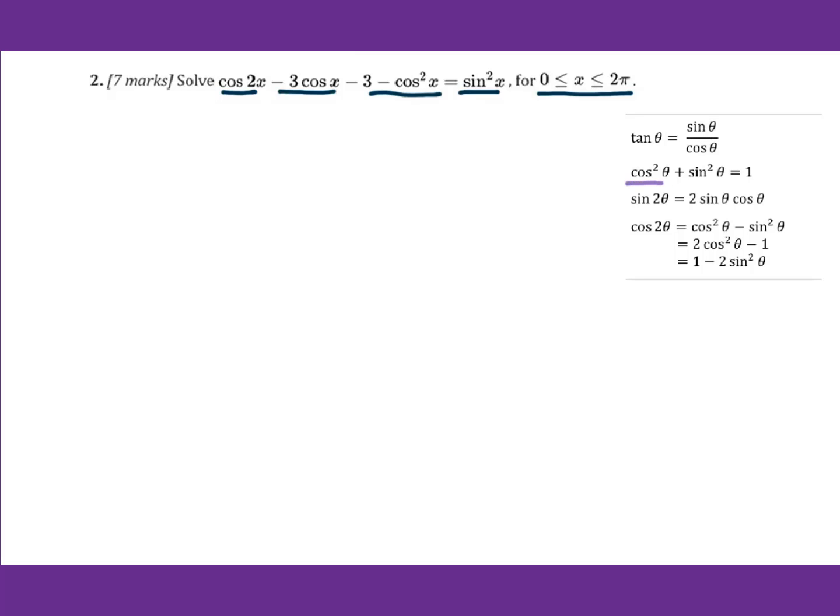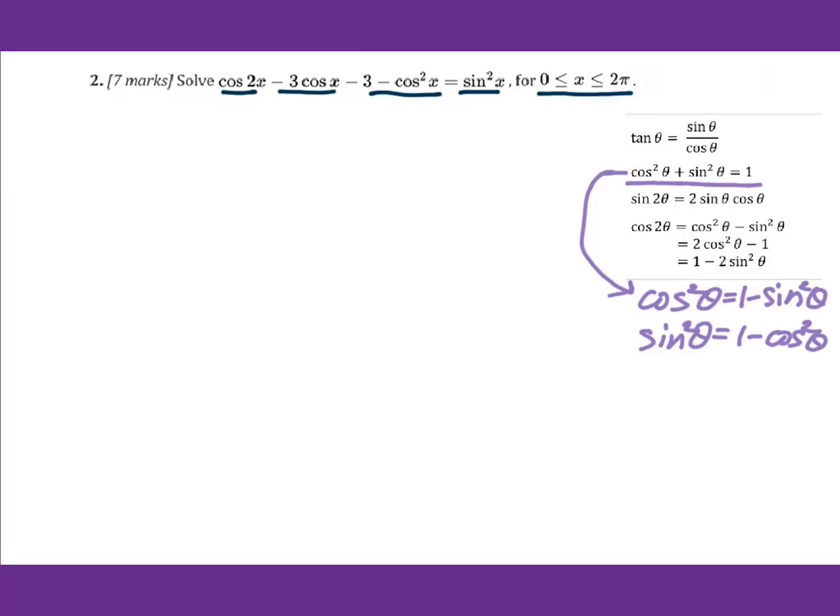First of all, from cosine square theta plus sine square theta equals 1, you will get two forms. Cosine square theta equals 1 minus sine square theta. Sine square theta equals 1 minus cosine square theta. When you solve this trig equation, make sure you have the same angle and the same trig.